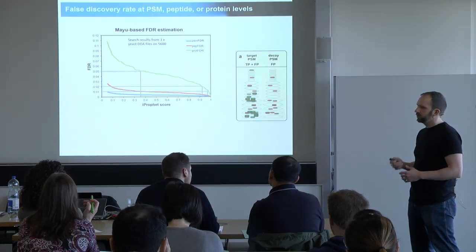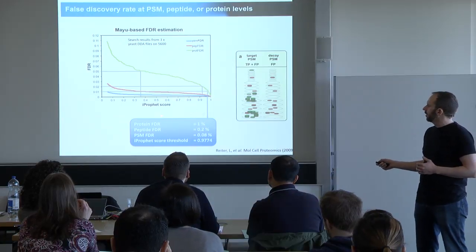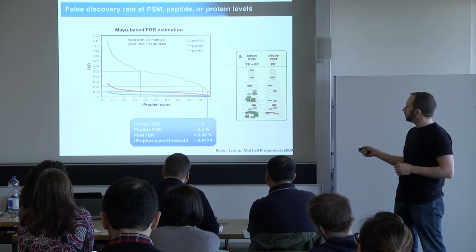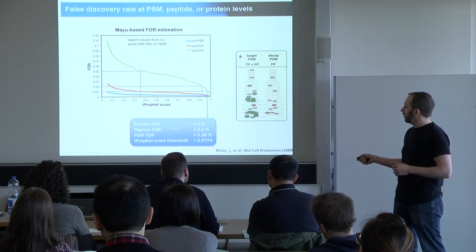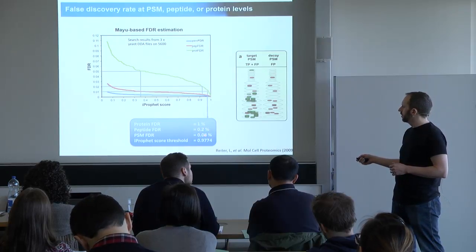This Mayu tool is one way to do that. There are other ways to do that. But if you look, for example, if we want to achieve a protein FDR of 1%, then, on the x-axis here is basically the iProphet score, but you can think of this as a search engine score, right? All the good hits are towards the right, and on the y-axis is the false discovery rate plotted at these different levels. If we say we want to achieve a 1% protein FDR, then we have to set a very strict search engine score threshold, and the peptide level FDR is actually going to be much lower, 0.2%, and the PSM level FDR 0.08%.